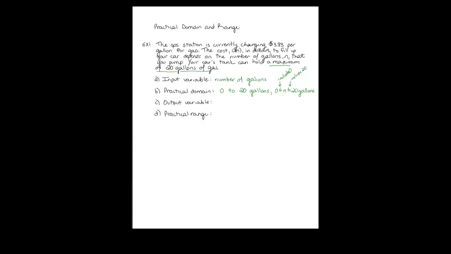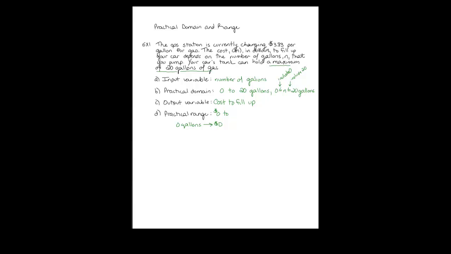Part C, the output variable, is the cost in dollars to fill up your car. So the practical range will be all possible values for this output variable. So if you think about it, if you pump 0 gallons of gas, that's going to cost you $0. So the practical range, the lowest value is going to be $0.